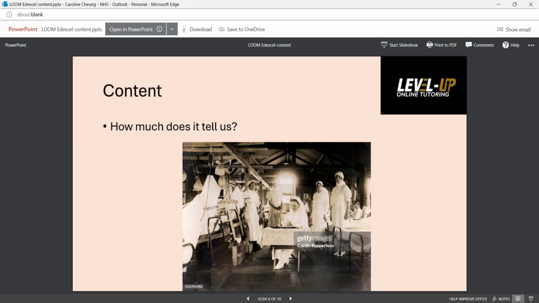So again, I'm not going to go down the route of what it doesn't tell us because it's a picture. There's only so much a picture is going to be able to tell you. But as an image, I can see there are nurses. I can see there are patients in beds.